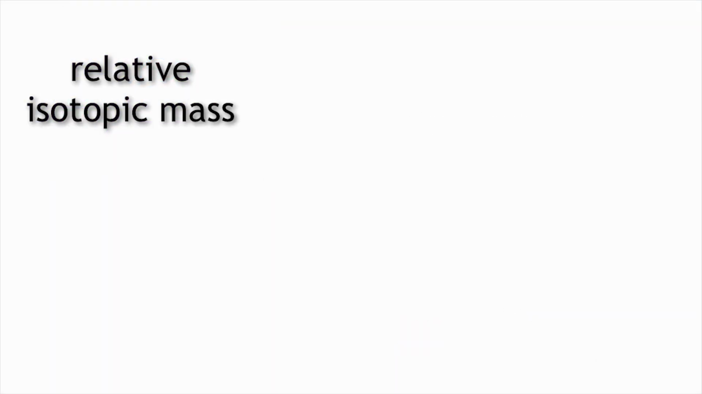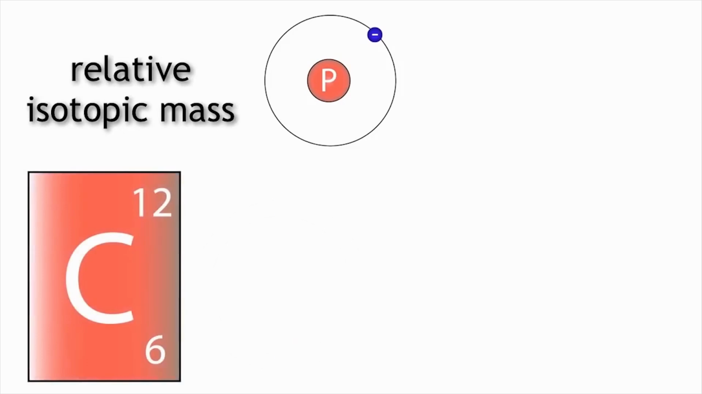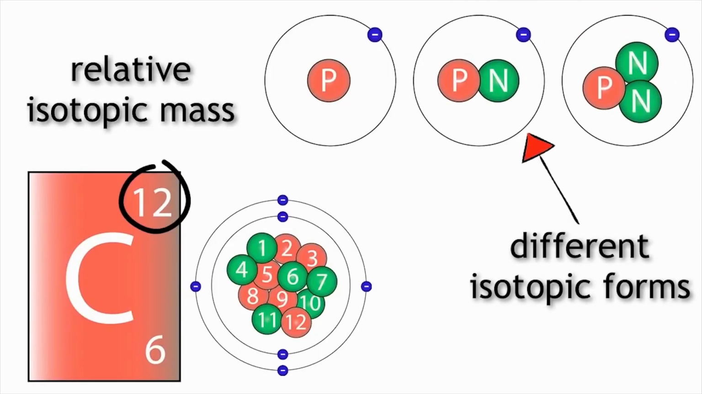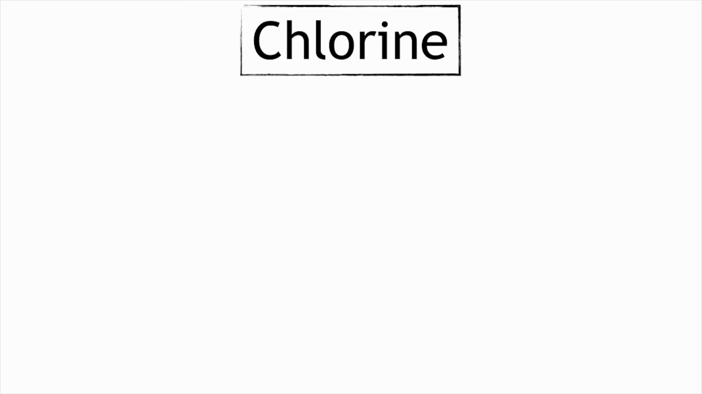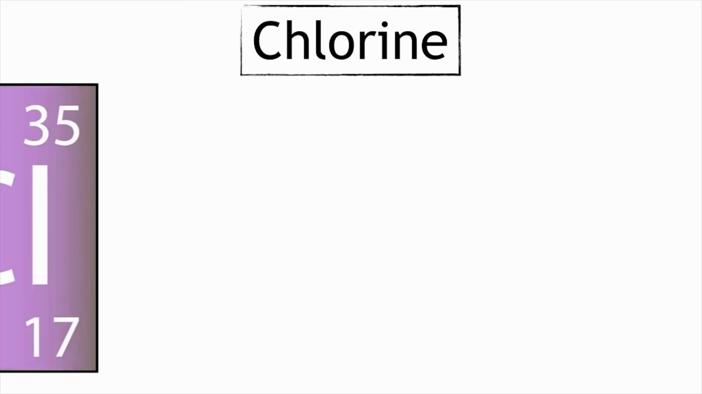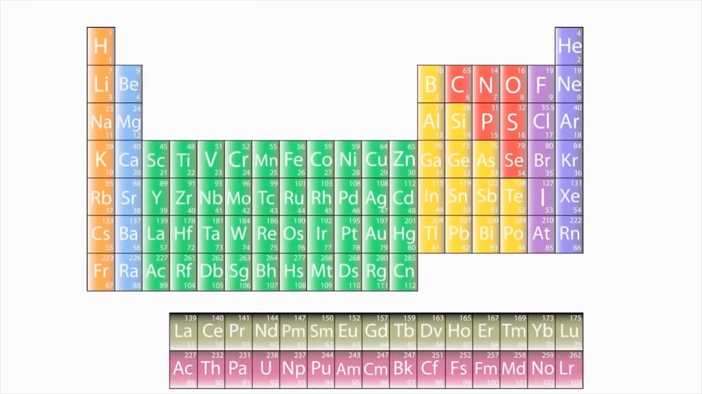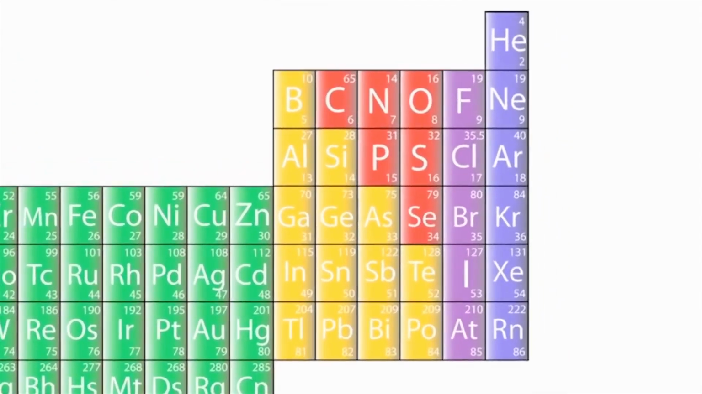The relative isotopic mass is the mass of an element in relation to carbon-12. The reason that this is the isotopic mass is because some elements have different isotopic forms. For example, chlorine can be found as chlorine-35 and chlorine-37. The isotopic mass is not the mass number that appears on the periodic table.